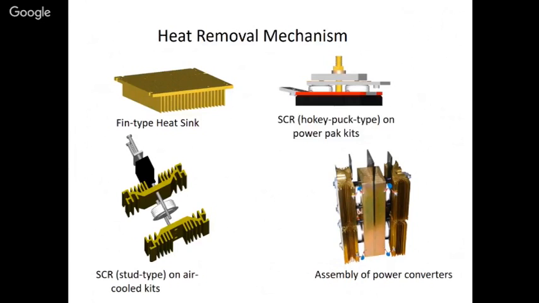So here you have the fin type heat sink or hockey puck type, and you have assembly of power converters. In a 3-phase converter, 6 thyristors will be there together. So for that also, as a whole module, this heat sink comes. Then you have the stud type SCR. So there are different types of heat sinks available here.